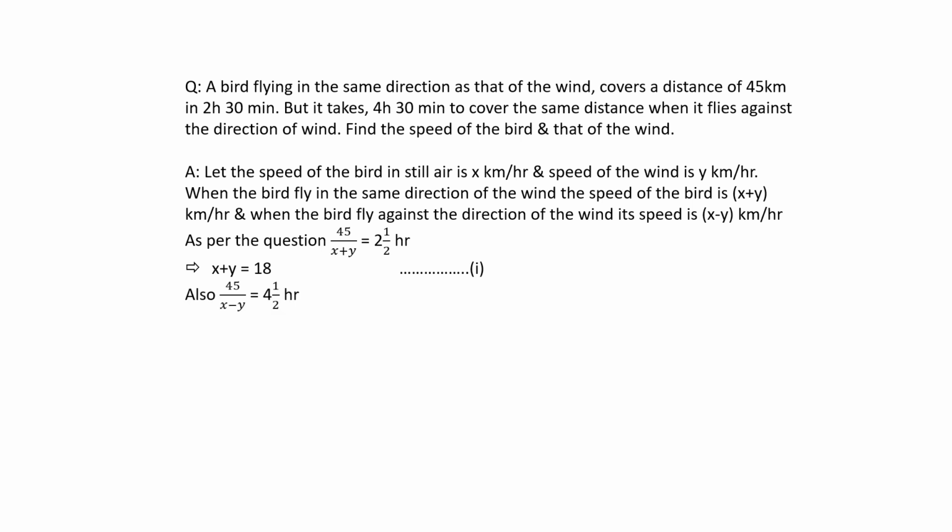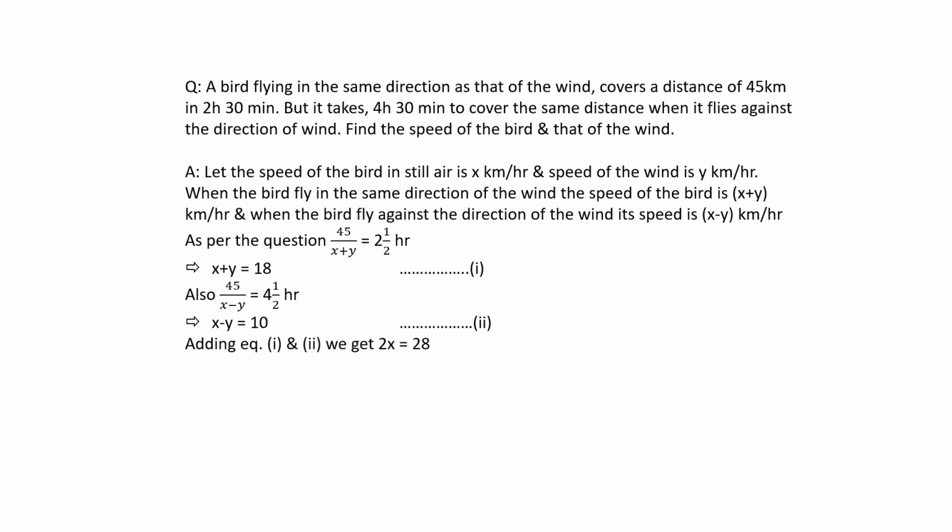Also, when the bird flies against the direction of the wind, it covers the same distance in 4 hours 30 minutes. So we can write it as 45 by x minus y equals 4 and 1 by 2, or on simplifying, x minus y equals 10. This is the second equation.